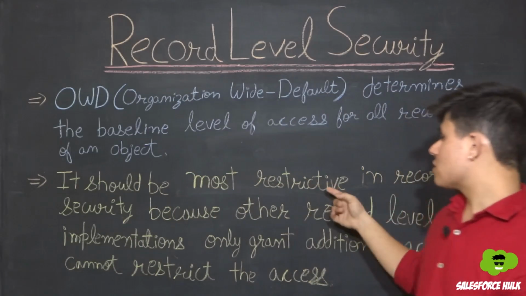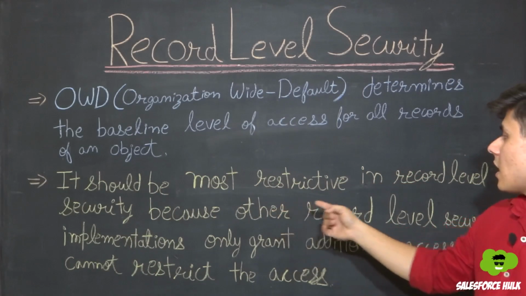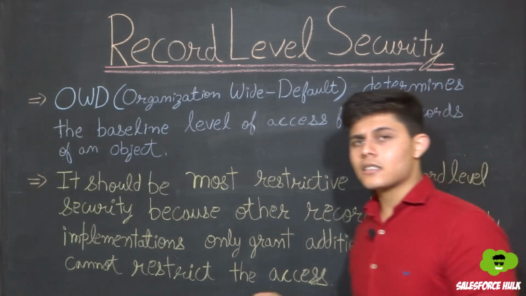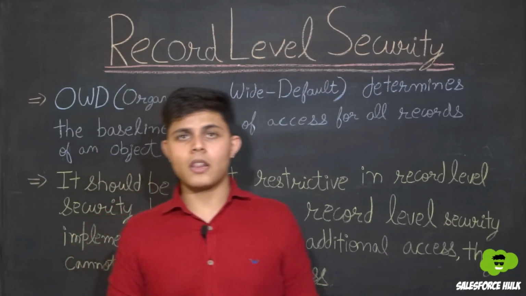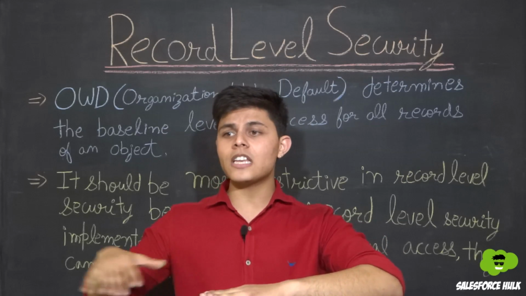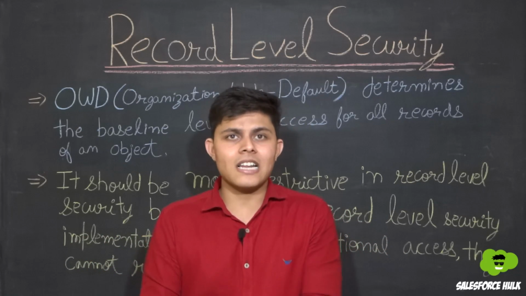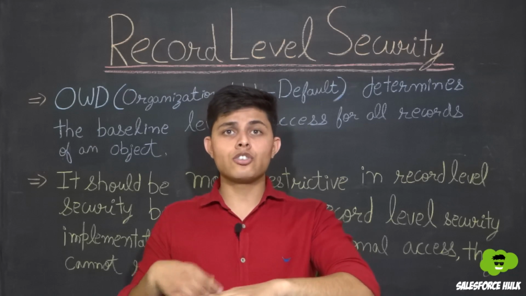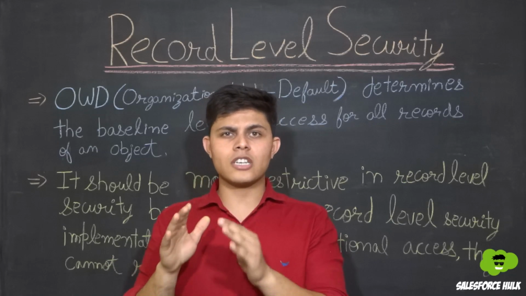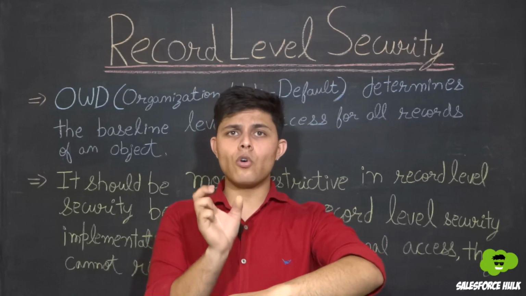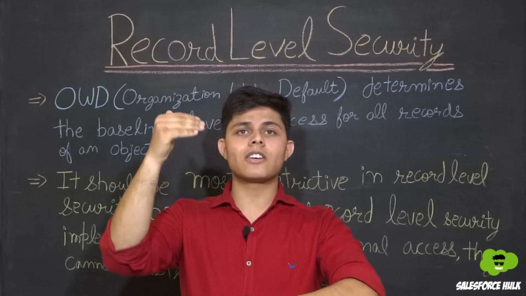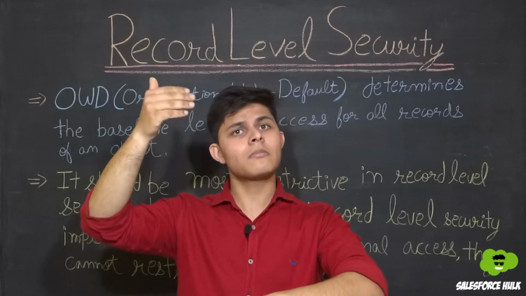It should be most restrictive in record level security, because other record level security implementations only grant additional access, they cannot restrict the access. So you must have understood up till now that OWD is used to set the most restrictive setting which every user should have, or the baseline level of access, which should be applied on that particular object's records. So you set the most restrictive setting on OWD, then if you want to open up the access for the records of that particular object, you use the other record level security implementations, that are role hierarchy, sharing rules, and manual sharing.